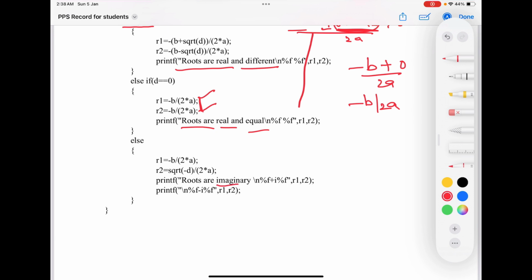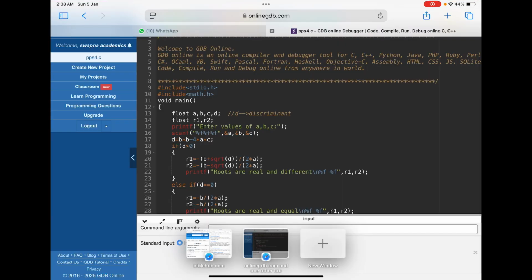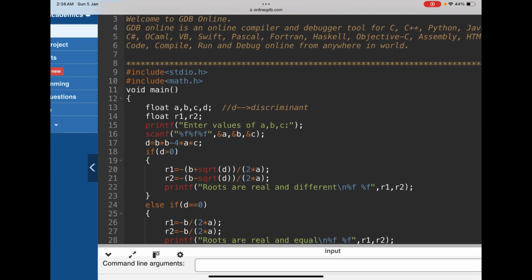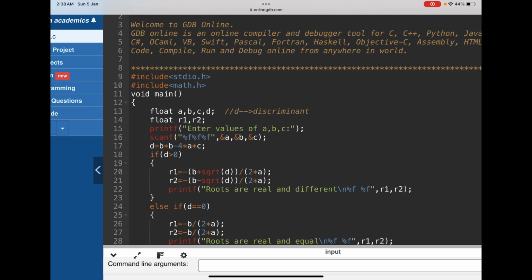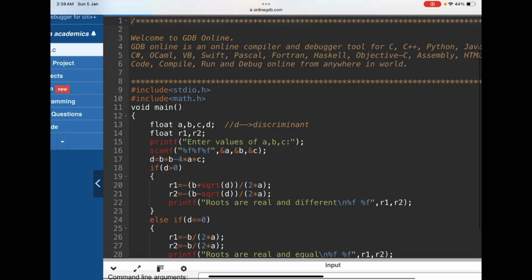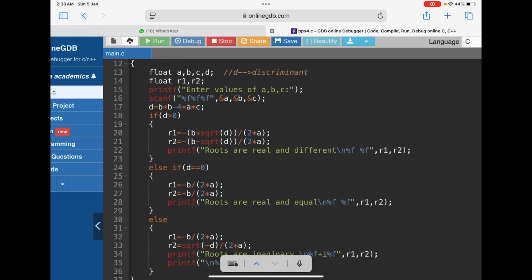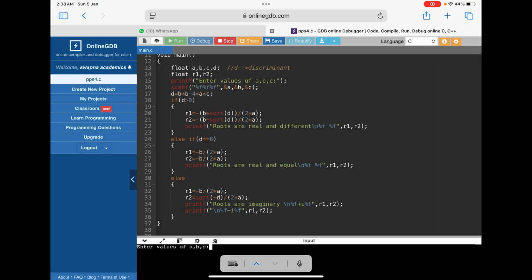So these are the roots of a quadratic equation. Now we'll experiment with this in programming. Let's see the programming part. #include stdio.h, #include math.h. The procedure we discussed in the explanation, the same program we wrote here. Now let's check this program's output. I'm just going for run.